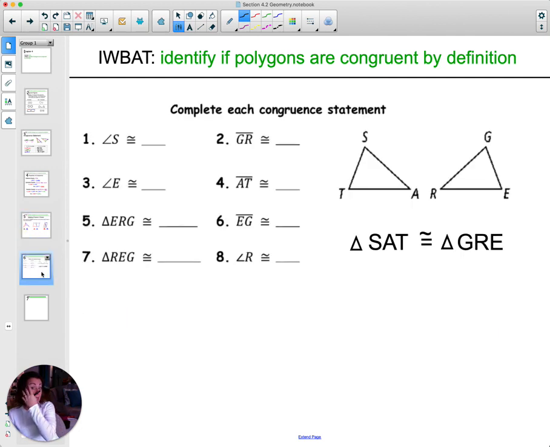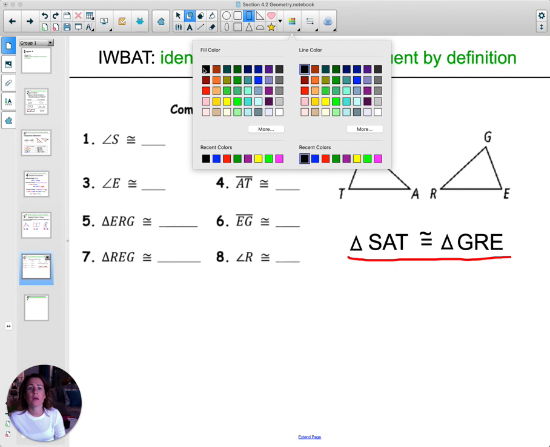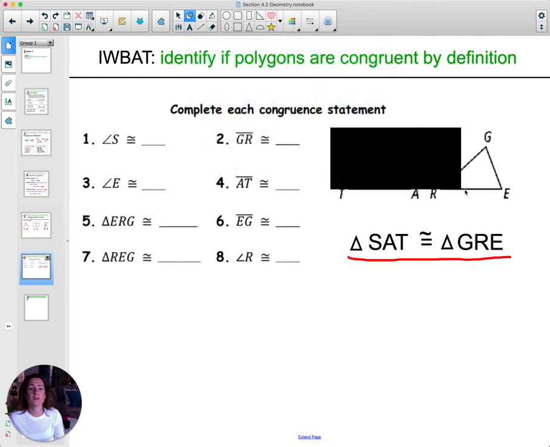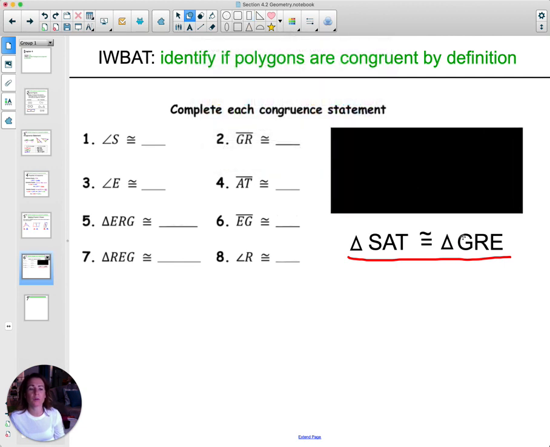All right, let's use this congruent statement idea that we just got. You're going to have to do a bunch of this in your homework. So check out the congruent statement because, again, it's not marked on the picture, so you need to go by the congruent statement. So triangle SAT is congruent to triangle GRE. So in fact, we could just cover this up. I'm just going to cover up this diagram so that you're not tempted to use it. I just want you to use this statement.